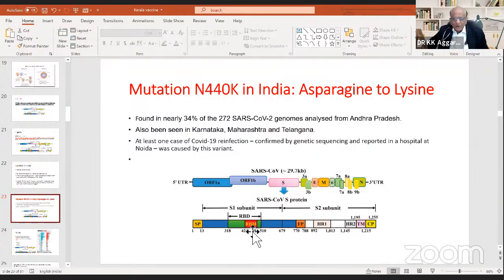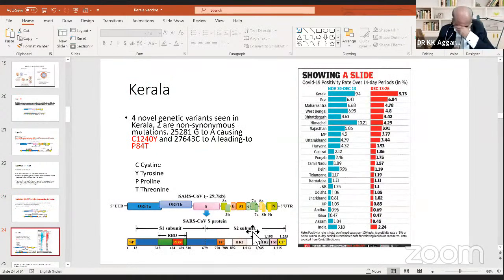But this is alone. One country, one virus cannot do anything, but this is important. Then there are two more variations in Kerala in India, but both of them are different. You can see this is C1240, that means on the extreme C-terminal part of the spike protein. Second is 84, very near, insignificant. Nobody will bother. If the Kerala virus says, I want to enter into a group of viruses, they will say, we don't need you.